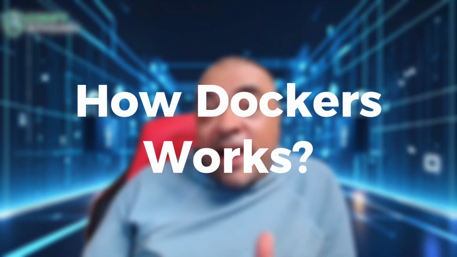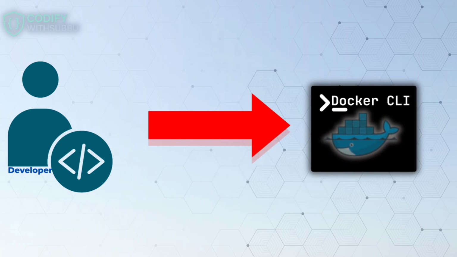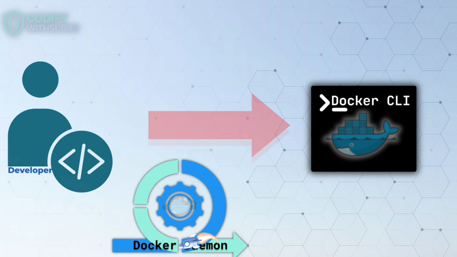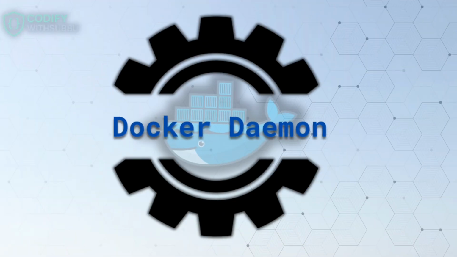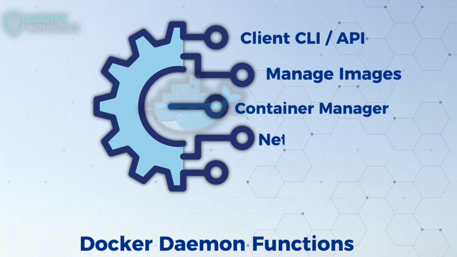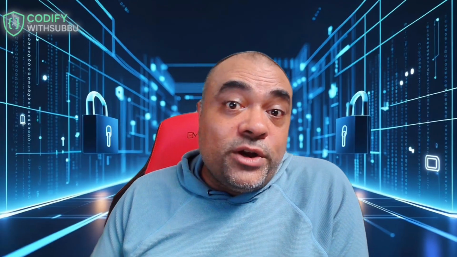Now let's see what is happening inside Docker. It all starts with the Docker CLI, the command line tool that you use to interact with Docker. When you run commands like docker build, docker run, docker ps, those instructions are sent directly to the Docker daemon. The Docker daemon is a background service that does all the heavy lifting. It listens for commands, pulls images, builds images, launches containers, manages networks, handles volumes, and so forth.